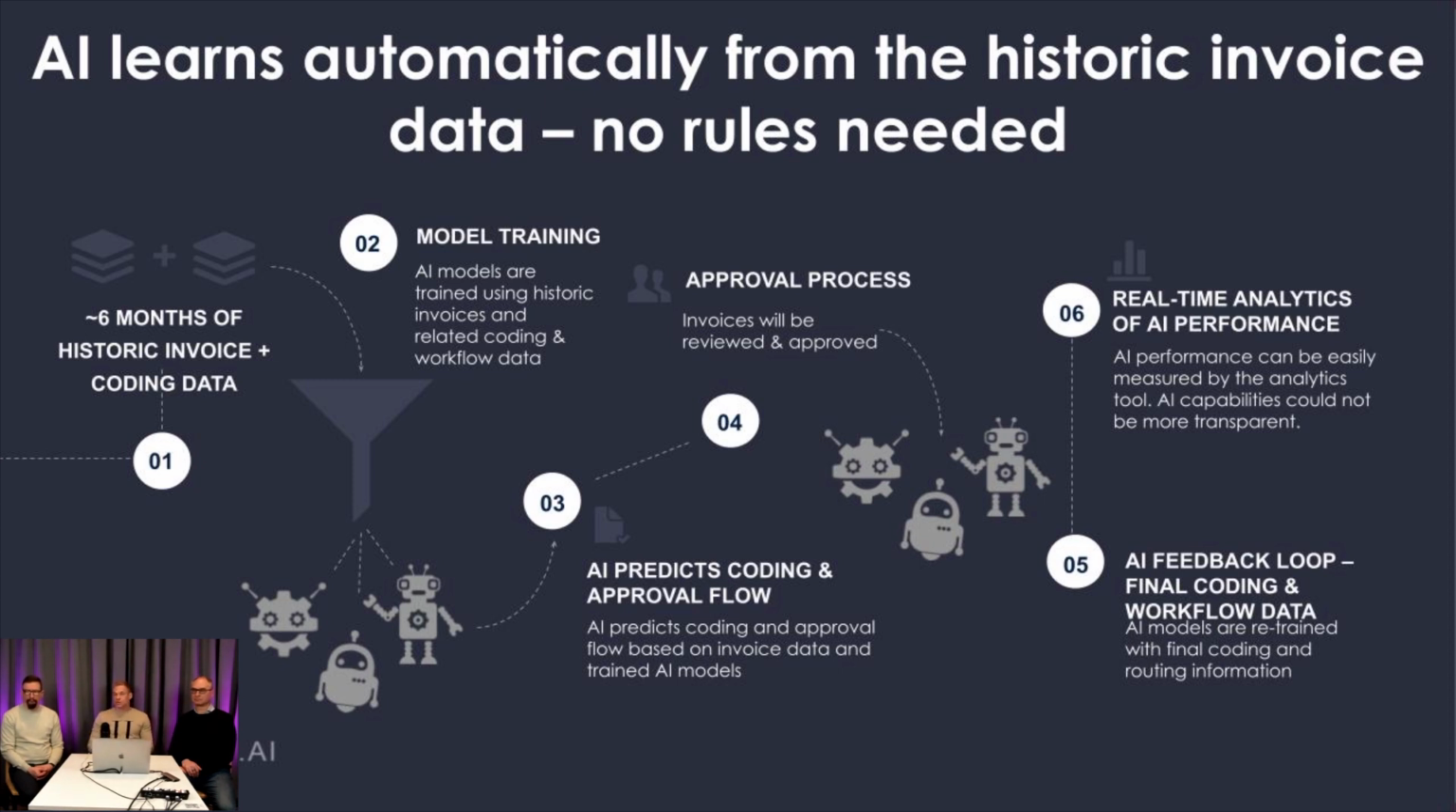And you, as a customer, can actually monitor this process in real time in our analytics tool. So you can see how many invoices AI predicted and how accurate AI was. For example, for the GL account, your accuracy is 89.5%. So it's really transparent. But this is the process: historic data for training, then AI is doing the codings and approval flow predictions for you. If AI makes mistakes, it learns automatically from that, and you can monitor the process.